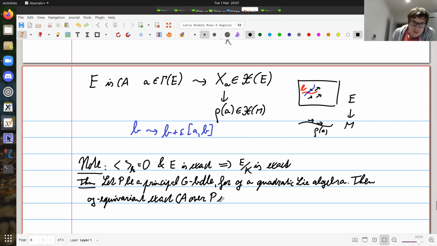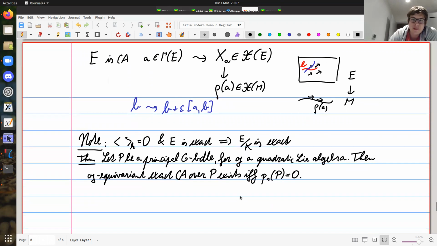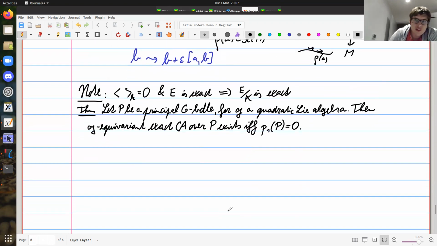over P exists if and only if the first Pontryagin class of that bundle is zero. In case they exist, you can also say they form a torsor over something, but let me not go into that. So it's not unique in particular, but you need this vanishing of the first Pontryagin class. And this actually shows a nice thing in connection to the previous thing. It allows you to create many examples of these Poisson-Lie pairs.